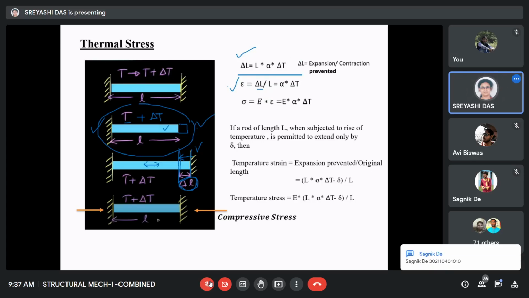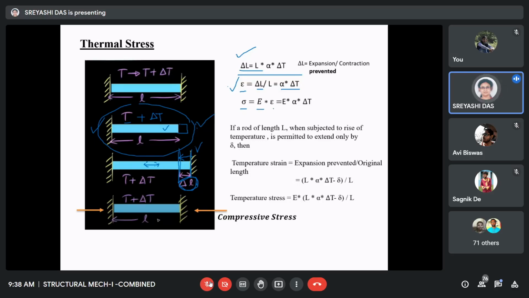Okay. So delta L by L. From this we can say delta L by L is alpha into delta T. So this strain is produced here. So the stress is modulus of elasticity into strain. That means E into alpha delta T. So E alpha delta T. So this is the stress produced inside for this case, for this third case.